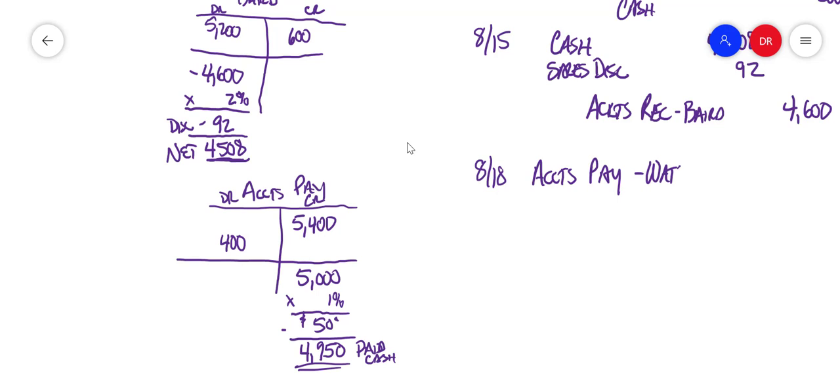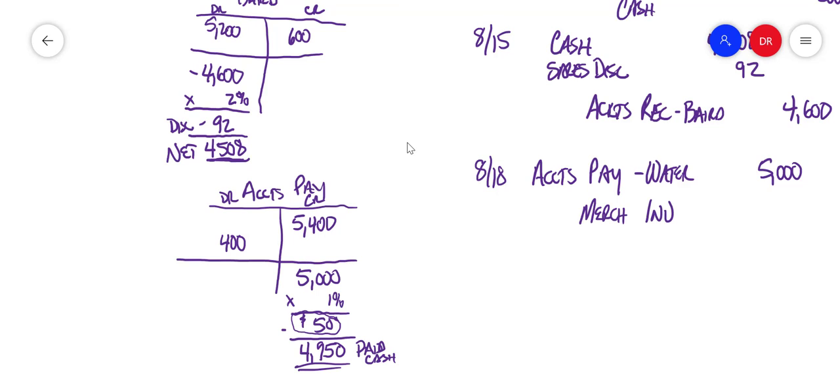The amount will be a debit of 5,000. That's the amount that we owe after the allowance is adjusted, after the allowance is taken out. We're going to credit for this discount here, the sales discount. We won't count it as a sales discount. It'll be a reduction in cost of merchandise inventory. So we'll credit merchandise inventory.